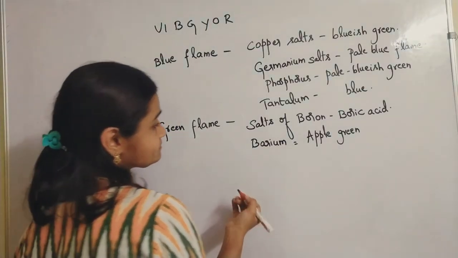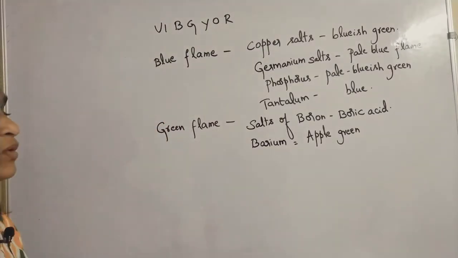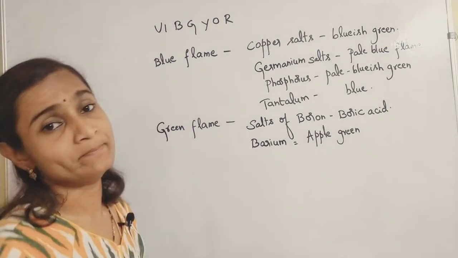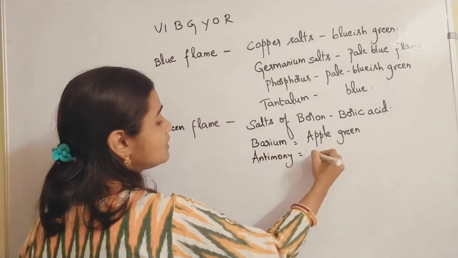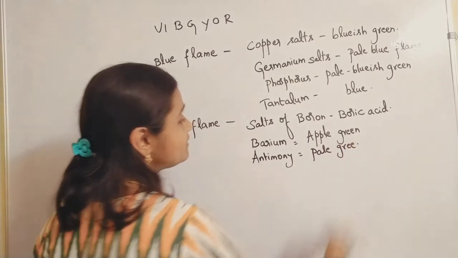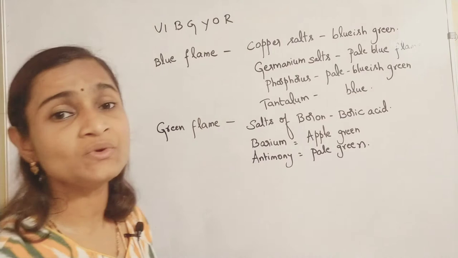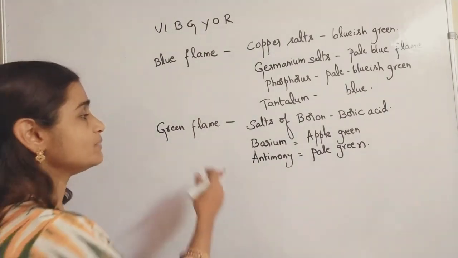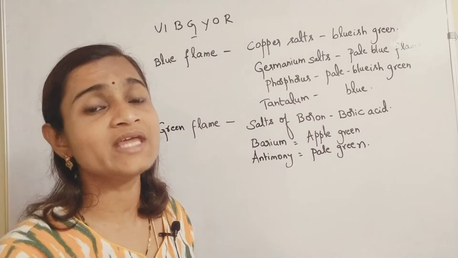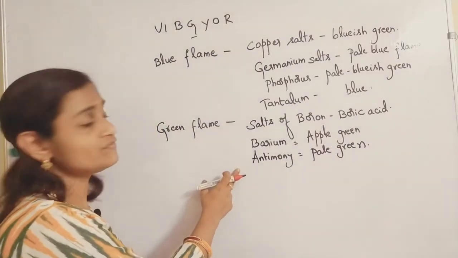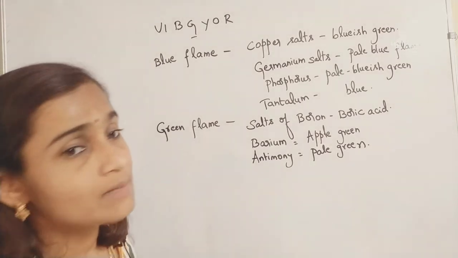Barium salts give you an apple green flame. Barium chloride, barium sulfate, all of them will give you an apple green colored flame. And even antimony gives you a pale green colored flame. So that particular green region is illuminated in the VIBGYOR region, which is visible to our eyes. The green region gets illuminated with the salts of boron, barium, all this. Please understand carefully.